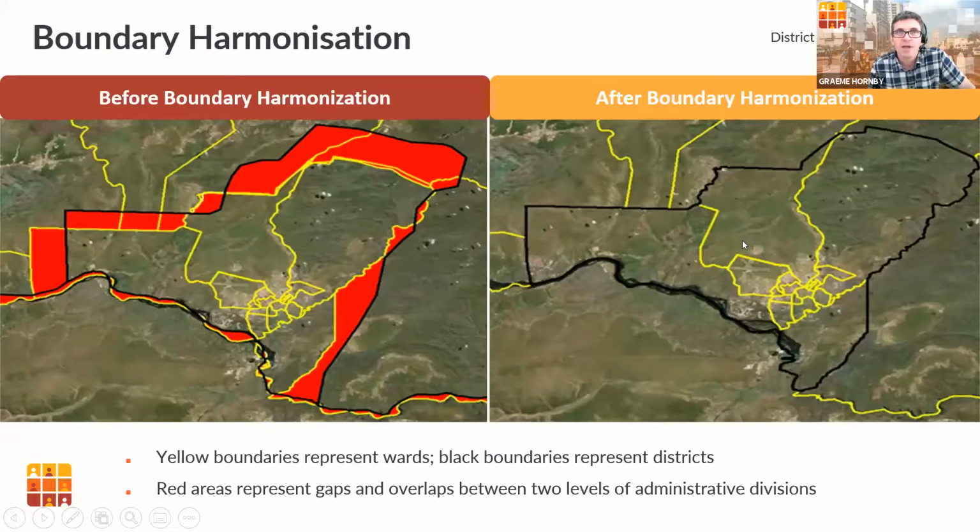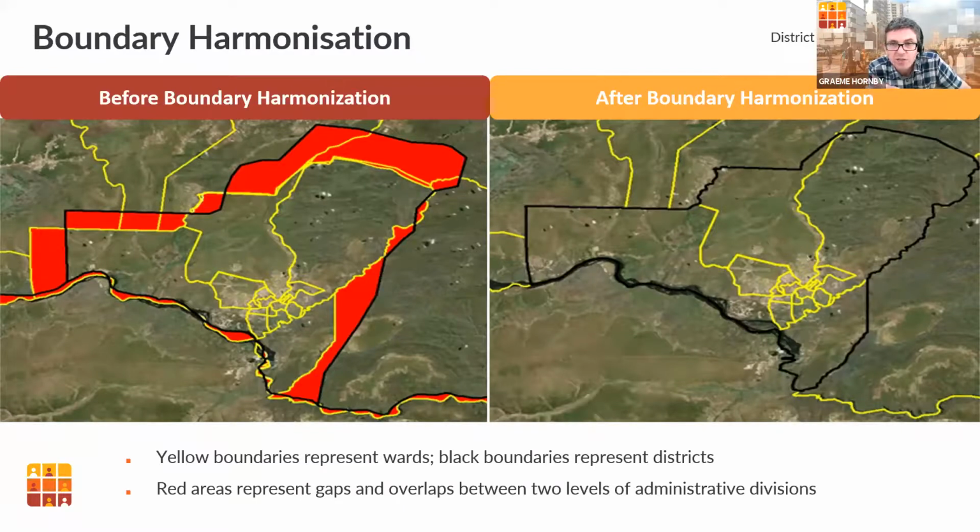Another key activity within GRID3 is boundary harmonization. There are many reasons why boundary harmonization is important. I've referred previously to it as one of the key principles in the geospatial guide: common geography, common baseline. Fundamentally, gaps and overlaps between different administrative levels can significantly affect analyses.